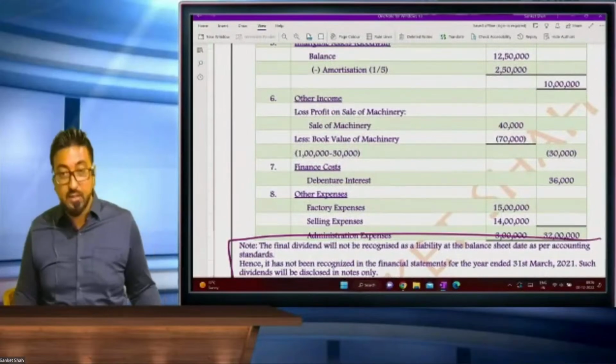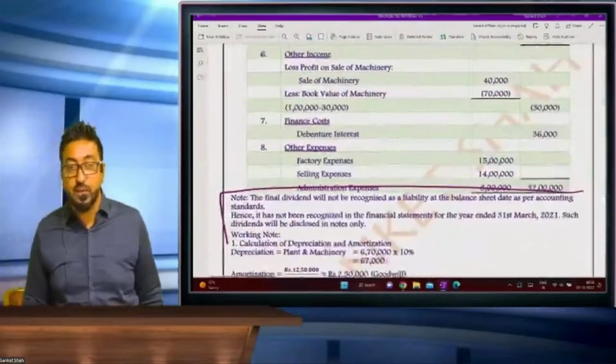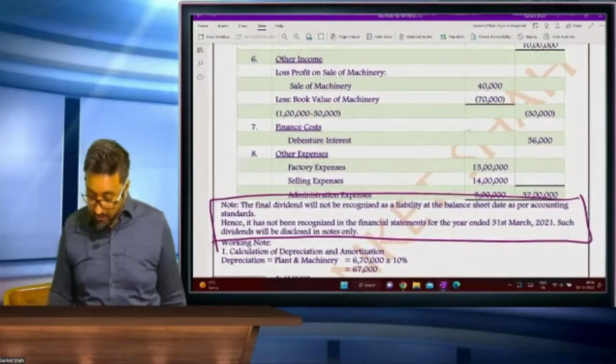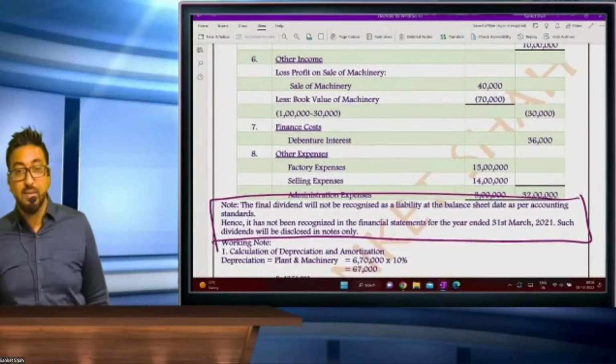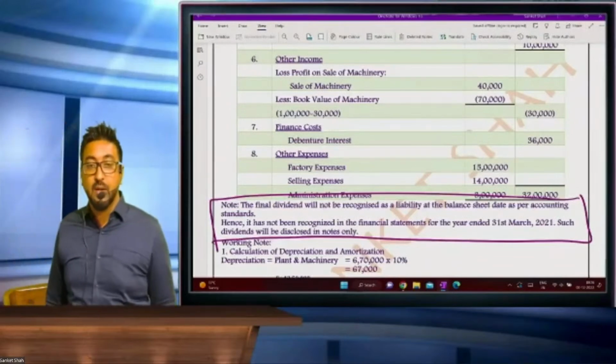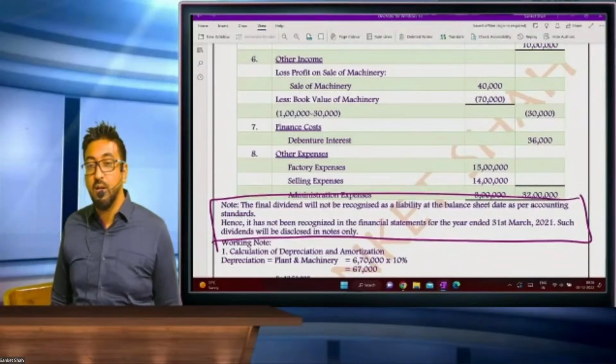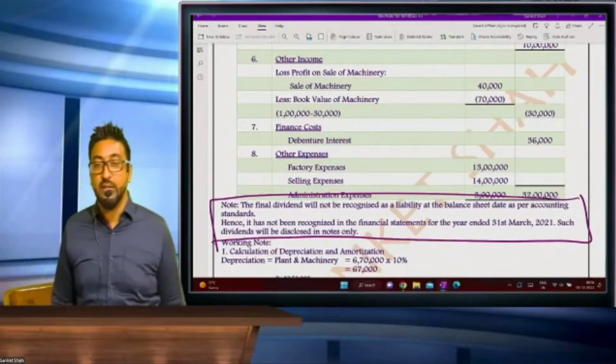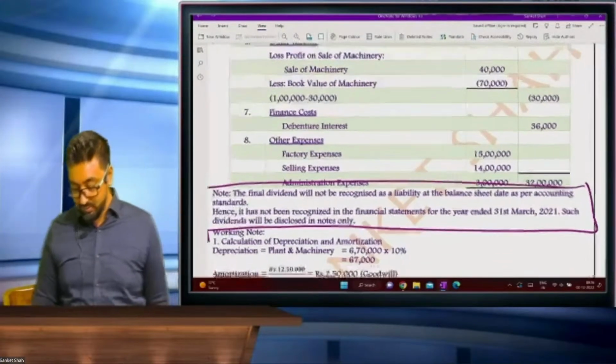Yes. Now this dividend note you can copy paste, beta. Till here, the final dividend will not be recognized in the balance sheet as per accounting standard. Hence, it is not recognized in the financial statements. Such dividend will be disclosed in notes only. Okay?